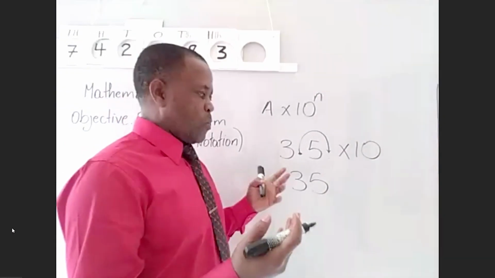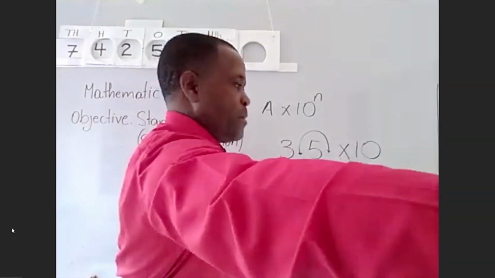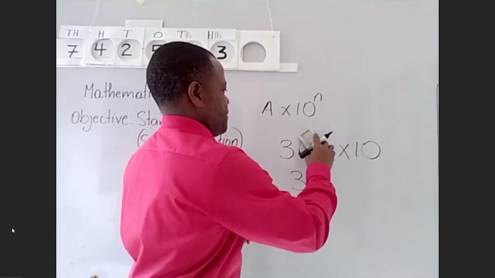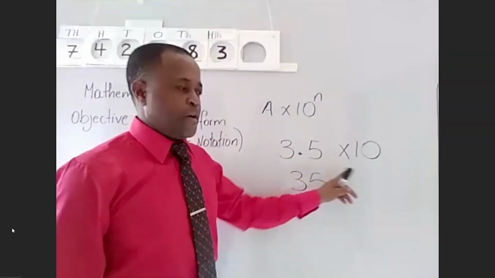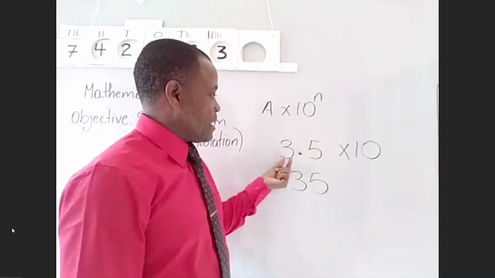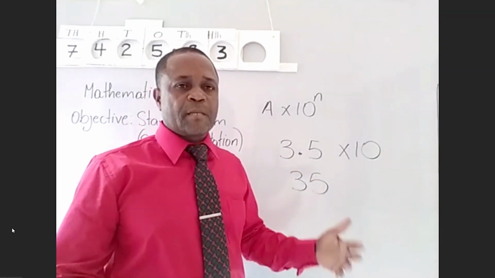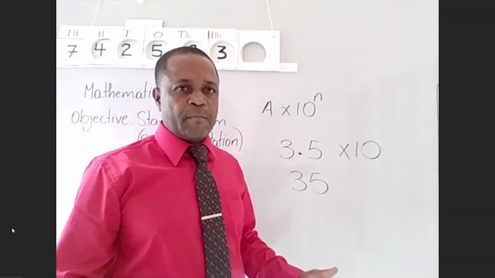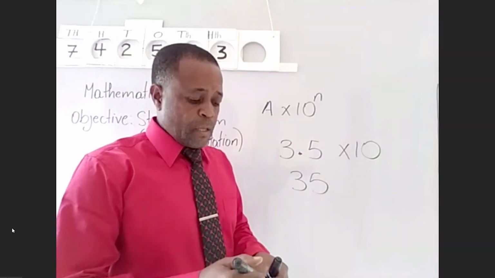Now, what is happening here? If I have the number 3.5 and you're multiplying it by 10, what we're actually saying is that each digit here becomes 10 times larger.